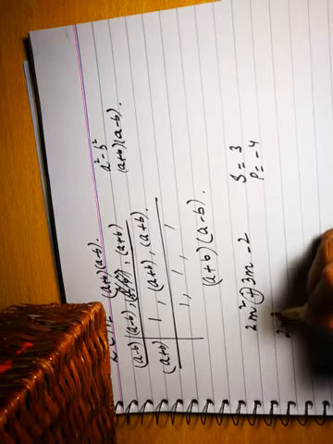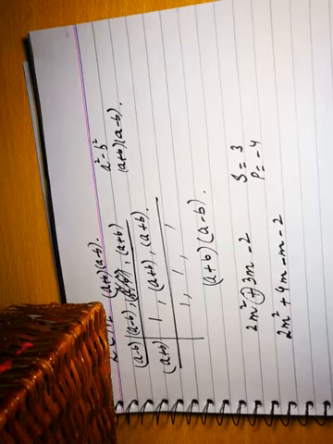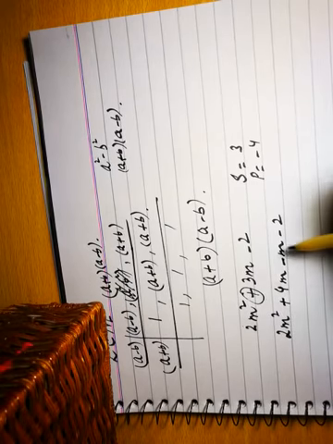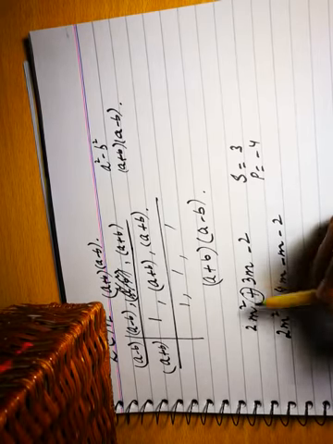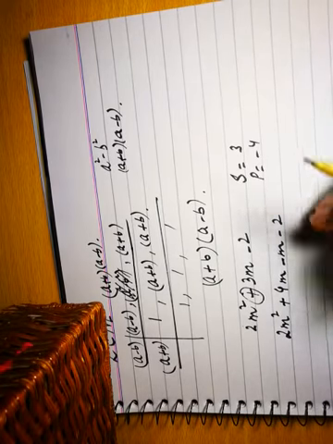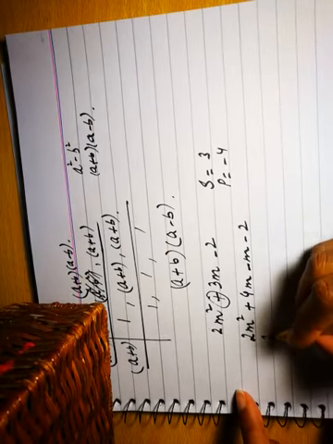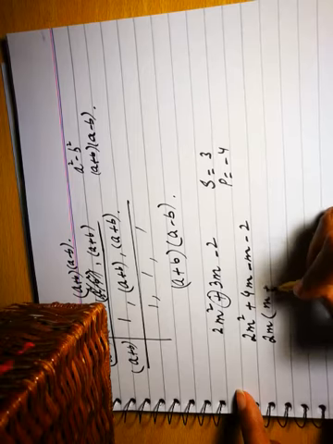So 2m square plus 4m minus m minus 2. Check it one more time. Plus 4m minus m will give you plus 3m. Plus 4 times minus 1 will give you minus 4. So yes, these are the factors. Now, I am going to take 2m common. What will happen? m plus 2.